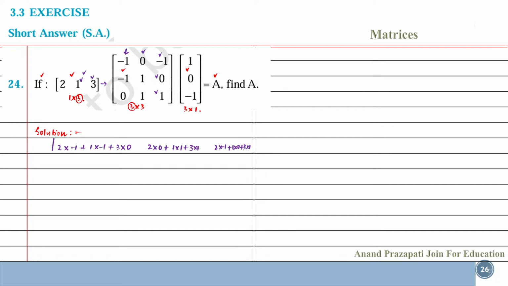So here will be 2 into minus 1 equal to minus 2, minus 1 plus 0, and here will be 0 plus 1 plus 3, and here will be minus 2 plus 0 plus 3. So here will be minus 3, 4, and here will be 1. Is there any problem to understand up to this step?